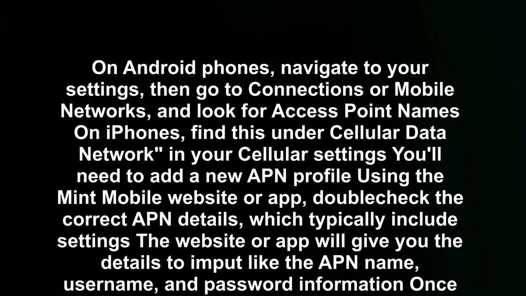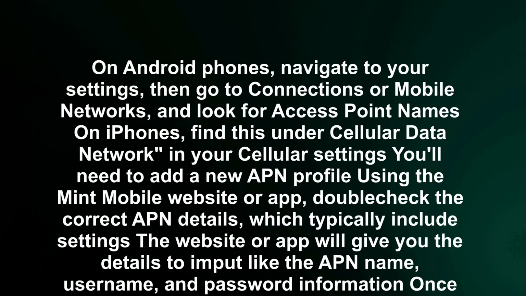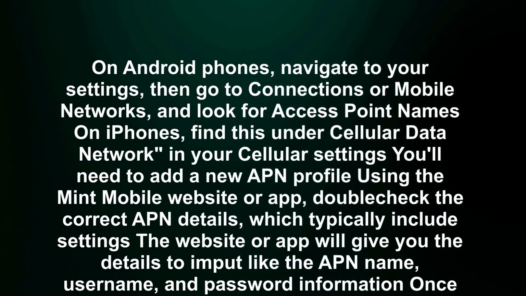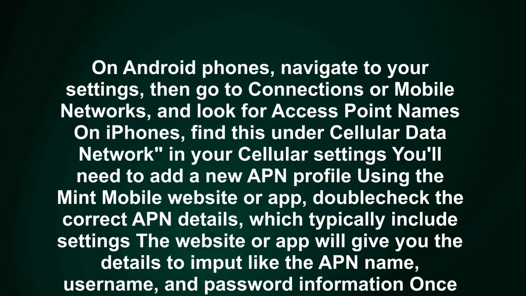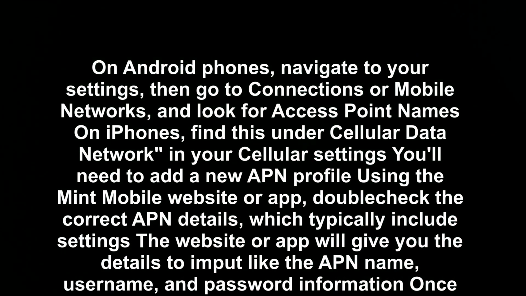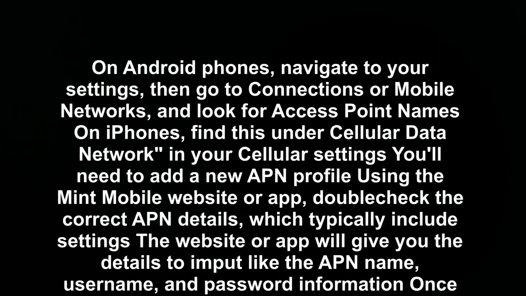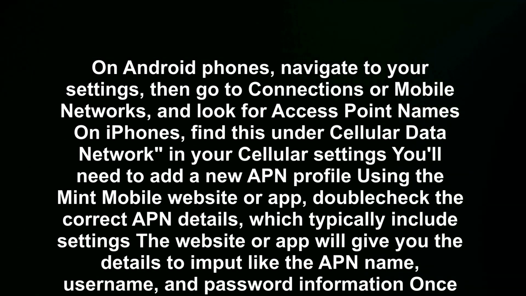In your cellular settings, you'll need to add a new APN profile using the Mint Mobile website or app. Double-check the correct APN details. The website or app will give you the details to input, like the APN name, username, and password information. Once you've entered those, save your APN settings and restart your phone.